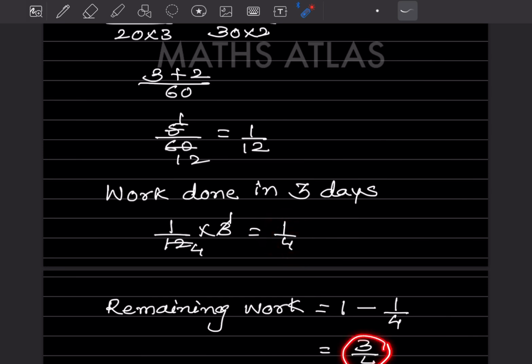If you don't know how to do this directly, we can just take this 1. You have to multiply by 4, because whenever the numerator is a whole number, the denominator should always be 1. So the LCM is going to be 4. So that will be 4 minus 1 by 4, which is going to be 3 by 4.